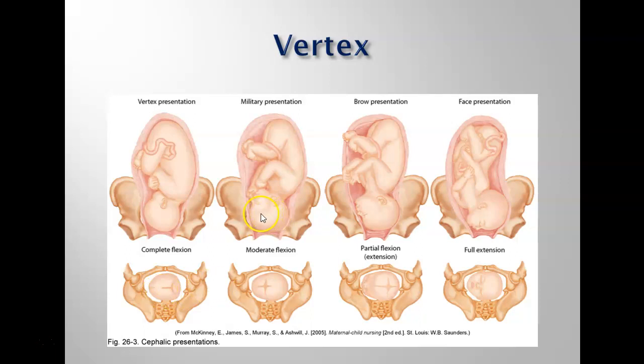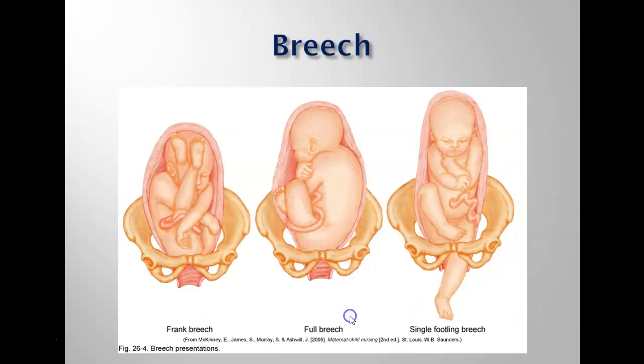Military presentation, they have moderate flexion. So notice that their chin is not completely tucked to the chest. Partial flexion would be what we call a brow presentation, because what you're seeing as your presenting part is the brow right here. And then a face presentation, which would be full extension, would be where the face is the presenting part due to the amount of extension.